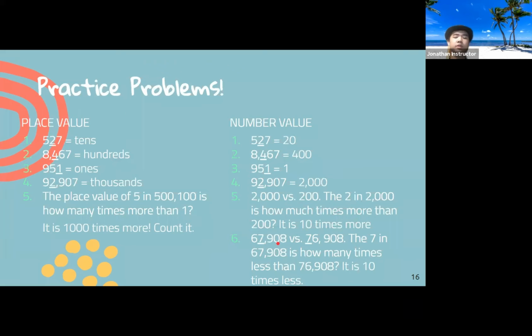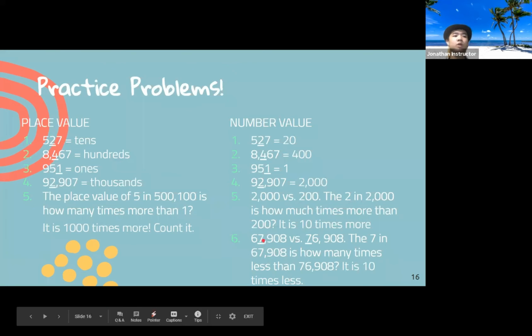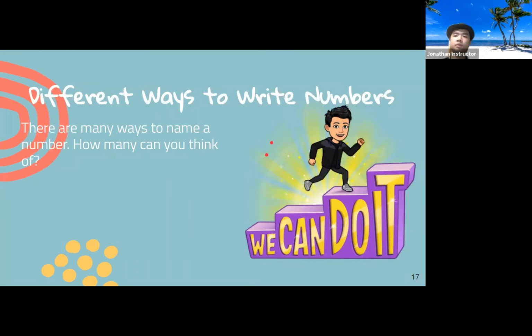And then what about this one? It's a little trickier because you have to look at only the numbers. So the 7 in this is 10 times less because it is one place value less than the other one. So we're going to get through that later on today. These are the fundamentals.